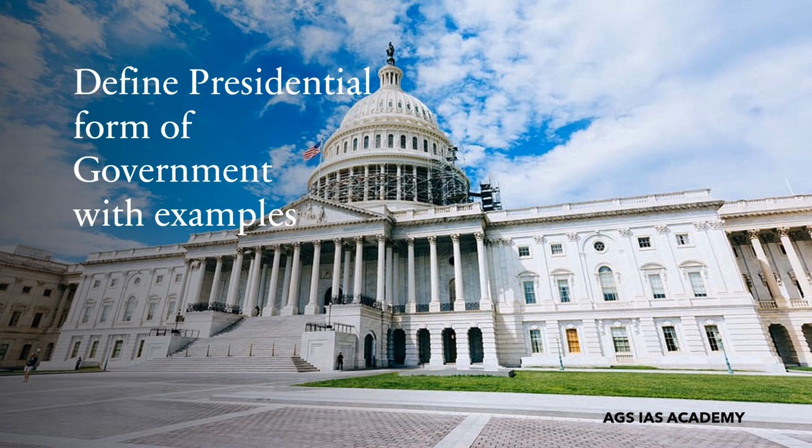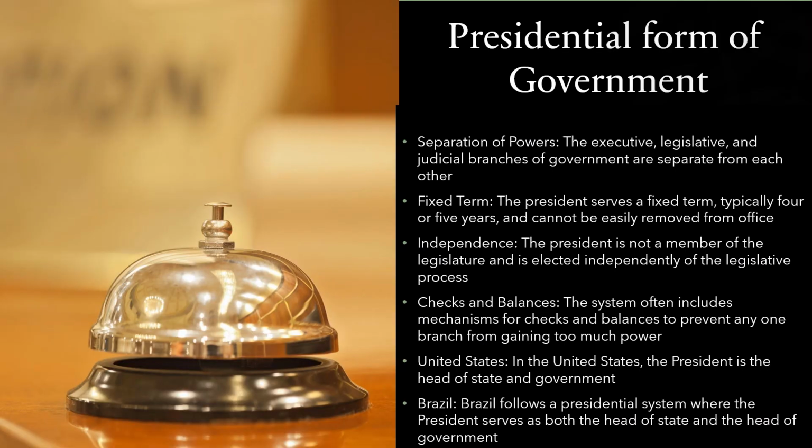Friends, in this connection, we'll discuss it in detail, but in a short and point-wise manner. One of the first features of the presidential form of government is separation of powers. The executive, the legislature, and judicial branches of government are separate from each other. Generally, the presidential form of government has a fixed term. Of course, we can take the example of the United States. The president serves a fixed term, typically 4 or 5 years, and cannot be easily removed from office.